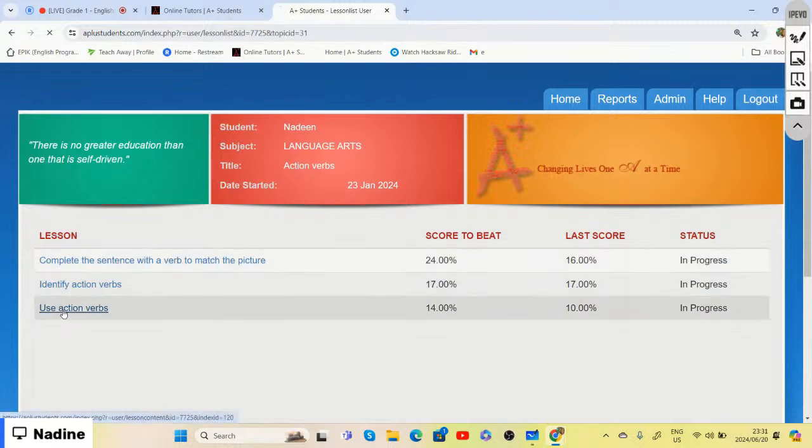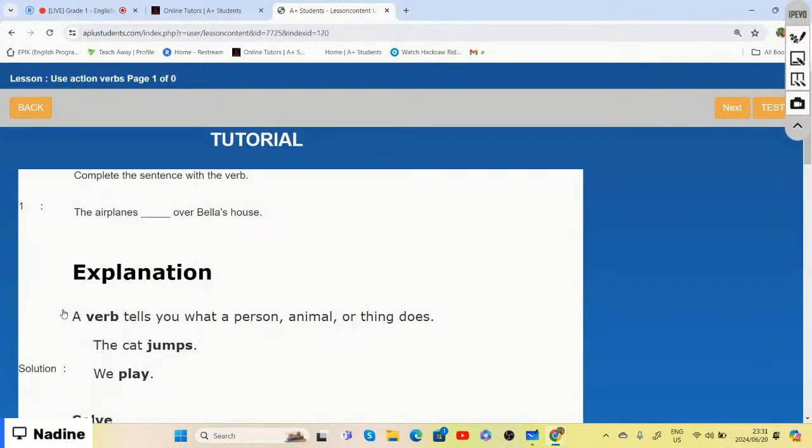All right, so now we're going to use these action verbs, right? So we have identified action verbs. Now we're going to use these action verbs within the sentence. We're going to have to read the sentence and then add the appropriate verb that goes with that sentence.